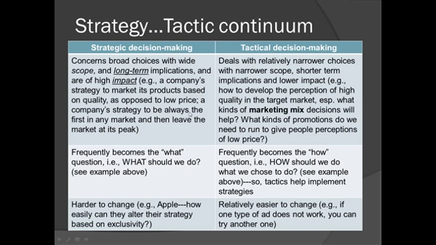A company's strategy to be always the first in any market and then leave the market at its peak. As it turns out that this is by and large the strategy of the company 3M, M as in Montana, 3M, and it's a strategy, again you can imagine it has a wide scope because it affects the entire company, all its processes, all the people, its partners, its channel members, and all its products.